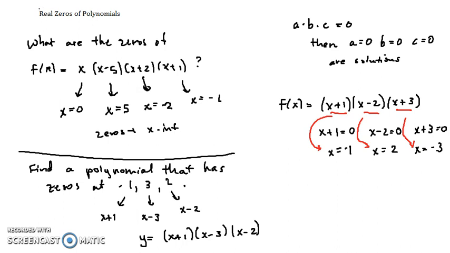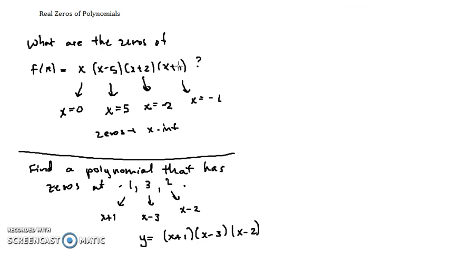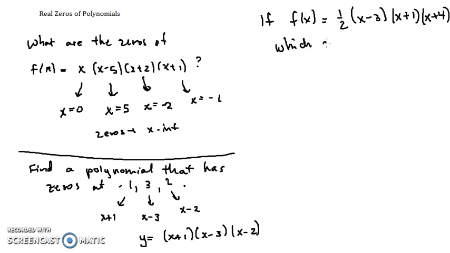All right, let's make a little bit of space again and see if we can go back and forth between the graph and the polynomial now. So let's say we have f of x is equal to 1/2 x minus 3, x plus 1, x plus 4. Which of the following could be its graph? Okay, so let's see if we can figure out what the graph of this would be.